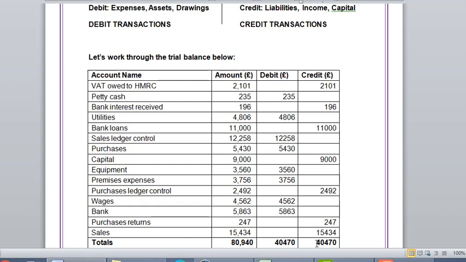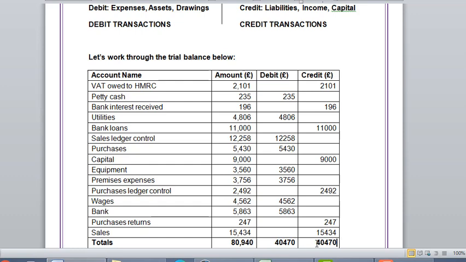I hope this teaching has been useful. Please feel free to go through this exercise all over again. You can block out the accounts, you can block out the debits and credits, the amounts, and read the exercise, re-ask yourself, what is VAT owed to HMRC, what is petty cash to you, what is bank, and then what will I do with that? Will I debit or will I credit?